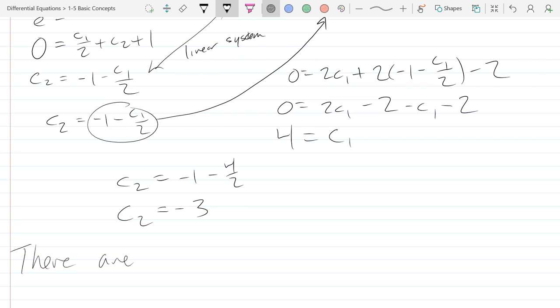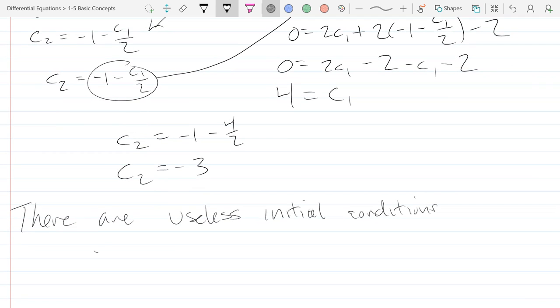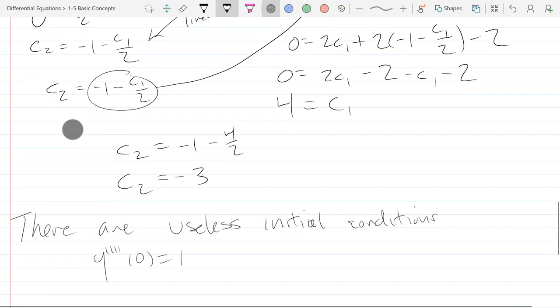So there are useless initial conditions. And we'll go with the same problem we were doing. What would I get if I had y quadruple derivative of 0 equals 1? So I think we had everything, none of ours used derivatives. But what if I had y triple prime of 0 equals 1?